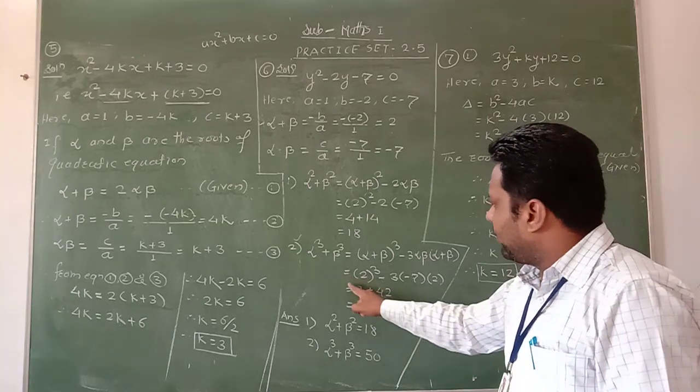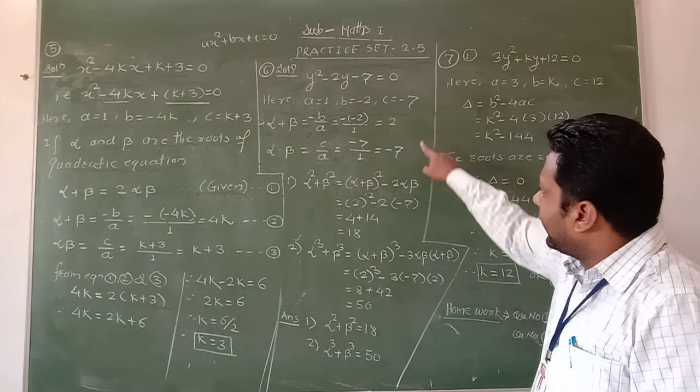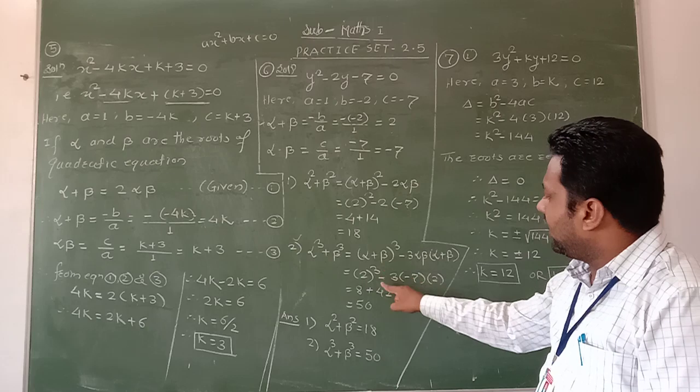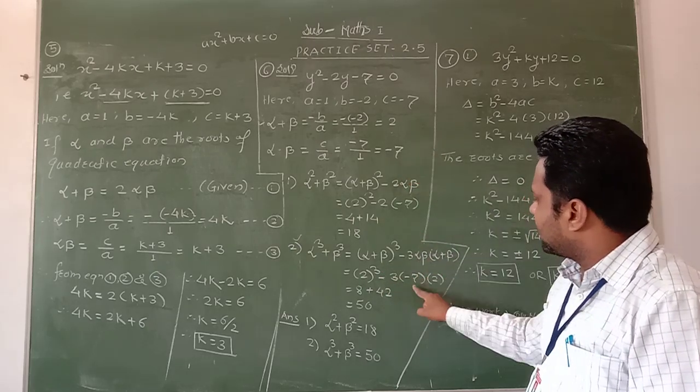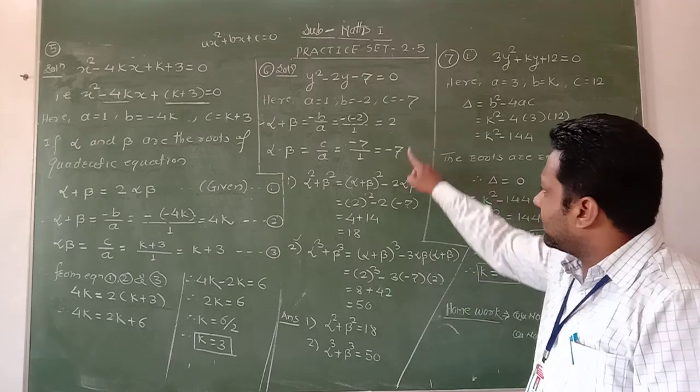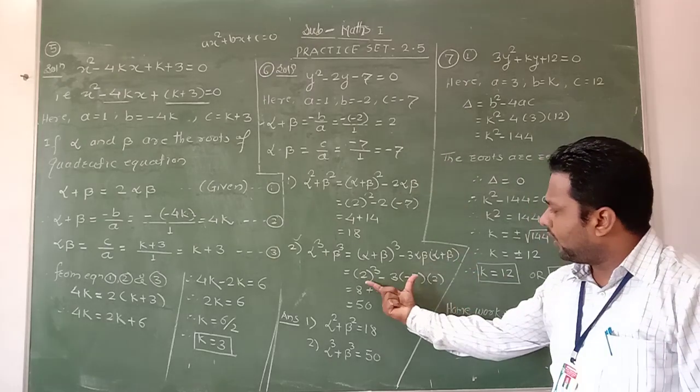Now what is alpha plus beta? We found that it is 2. So 2 cube minus 3 times alpha into beta, this is equal to minus 7, and alpha plus beta is equal to 2. Here we put all these values.